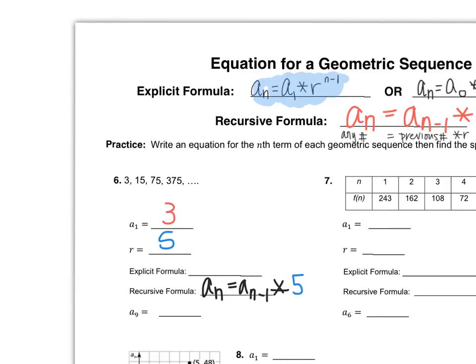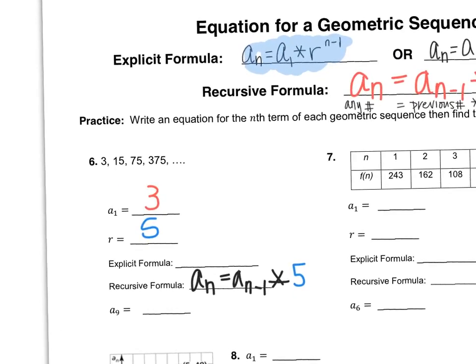And that's something you guys already know. Y'all know that that's what we're doing every time, we're multiplying by 5. So to find the second term, we multiply the first one by 5. To find the third term, we multiply the second one by 5. To find the fourth term, we multiply the third one by 5. Okay, then my explicit formula, it's going to be an equals a1. Well, what was a1 in our problem? 3 times r, which is 5, to the n minus 1 power.